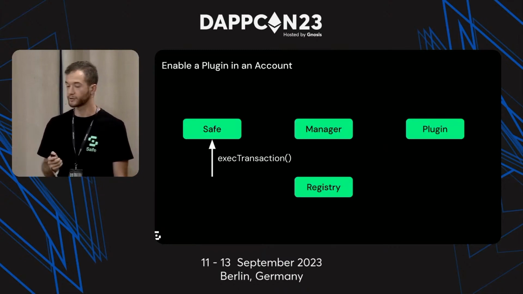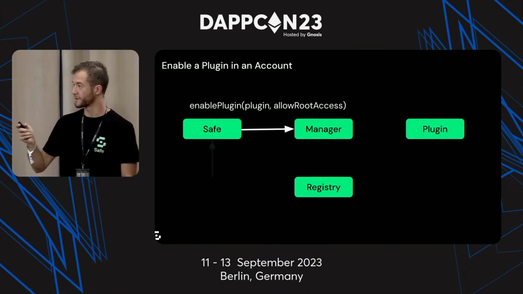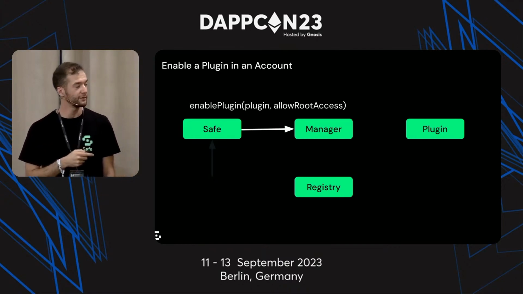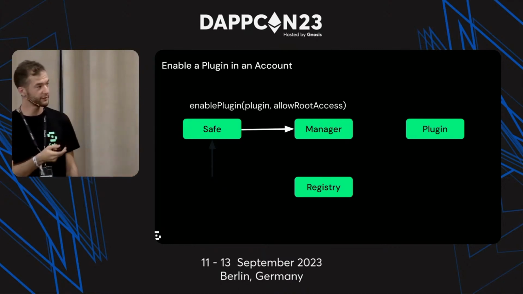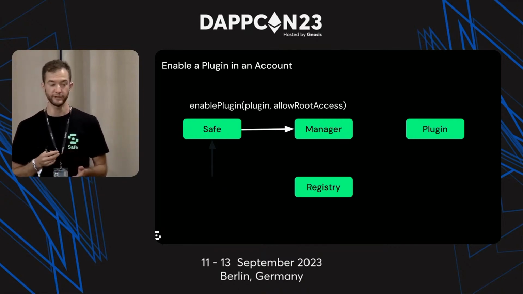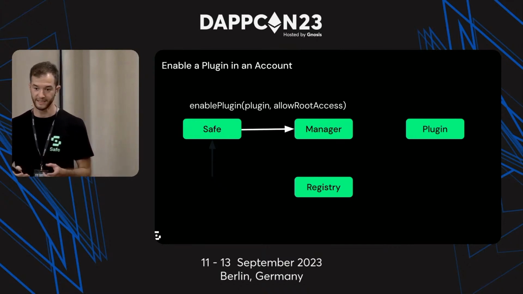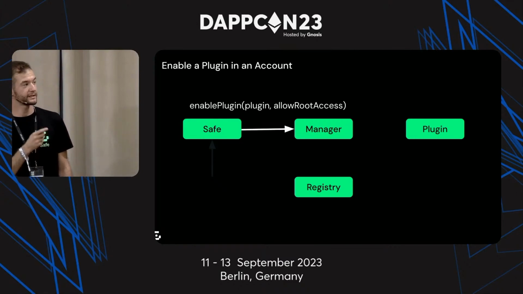So here, we would need to call the Safe to execute a transaction that will call the manager, the method enablePlugin, and there we will pass the address of the plugin we want to enable in a Safe, and a Boolean property that is called allowRootAccess. What is root access? This can be true or false, depending on the permissions we allow the plugin to execute. And this is very similar to when, if you are developers, we write a command in the command line and you want to have some extra privilege and you add sudo before it. So, for example, if you have a plugin with root access, this plugin will be able to execute delegate calls.